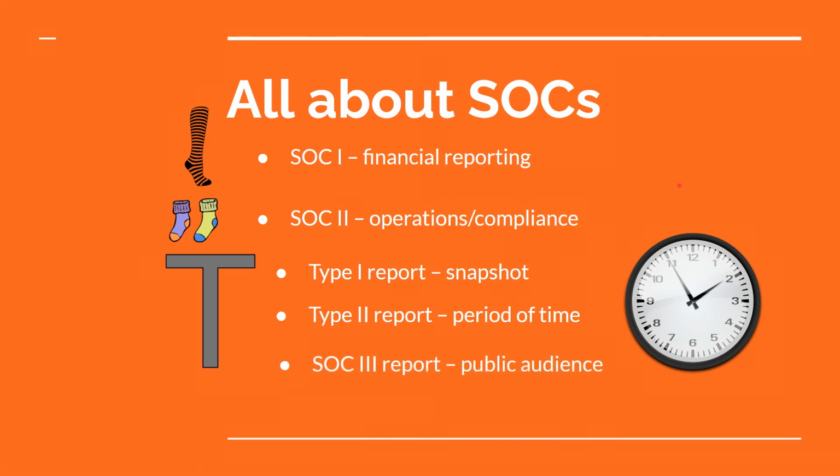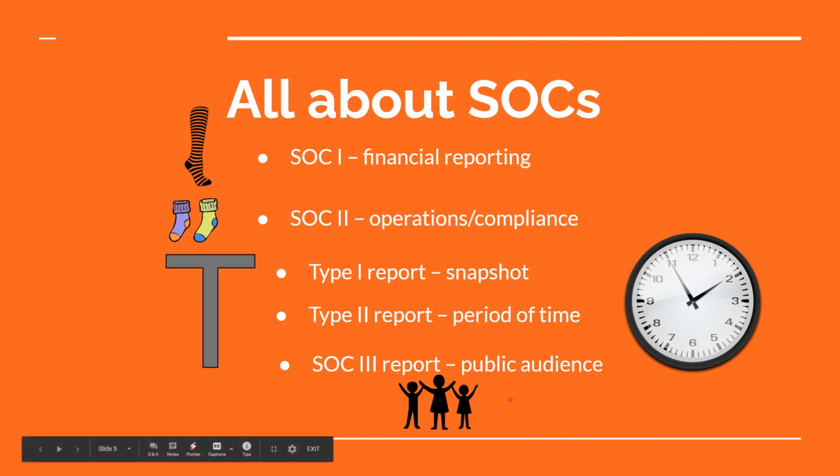And whenever it talks about a 3, the 3 is only going to reference a SOC 3 report. And that basically means that your report is going to be for a public audience. I don't believe there is a SOC 3 type audit. I just believe that there is a SOC 3 report based on what the common body of knowledge has in it. And so you can think of that as 3 little people here in the public audience. So your SOC 3 report is going to be for the public.